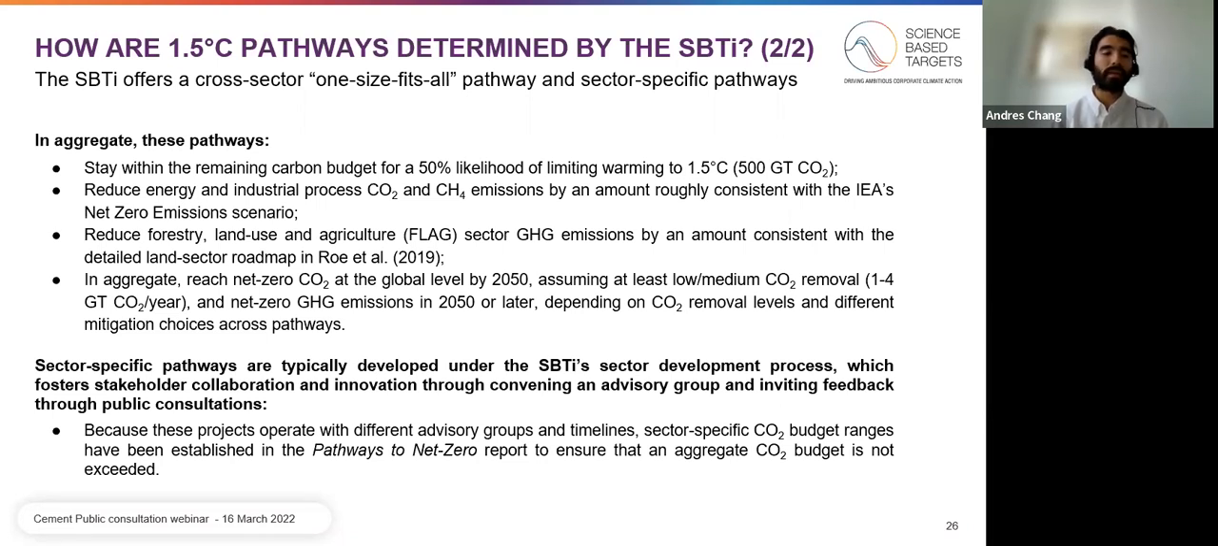As I mentioned several times already, sector-specific pathways are developed at the sector level. The idea is that we want to foster stakeholder collaboration and innovation through convening an advisory group, inviting feedback through consultations like these, and really getting into the nitty-gritty details. Sometimes that means looking at technology deployment in more detail, and for some sectors, looking into regionalized pathways as well. Next slide.